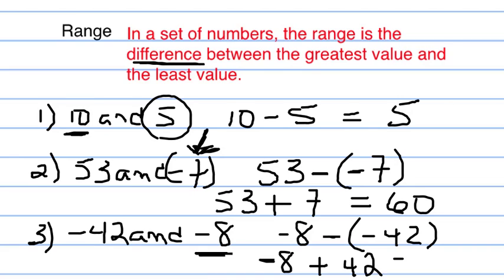So now I have different signs and I need to combine those. Well, the difference between those two numbers is going to be 34. Is it going to be positive or negative? It's going to be positive because 42 is the larger number. Okay? So be careful with range, especially when there are negative numbers. You have to keep the negative number and still set it up as a subtraction because you're taking the difference.